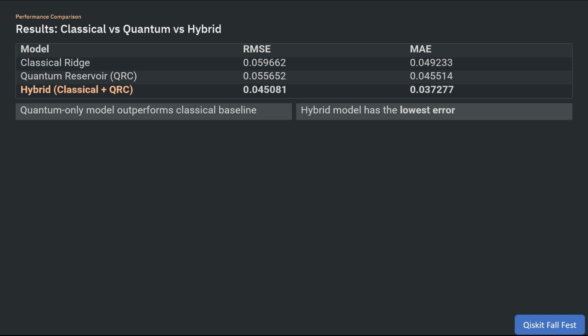To conclude, we demonstrated that a quantum reservoir model can outperform a classical ridge baseline for swaption price forecasting. A hybrid model that combines the classical and quantum features achieves the best performance overall, and our approach is technically sound, mindful of hardware realities, and directly applicable to real financial problems.